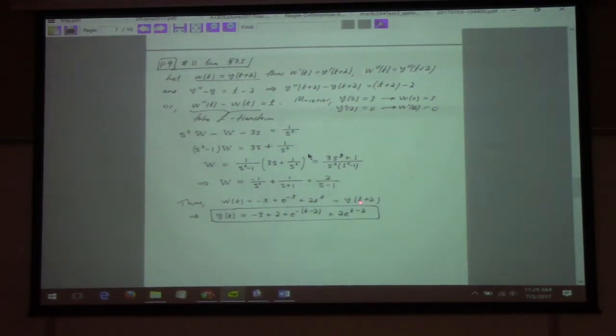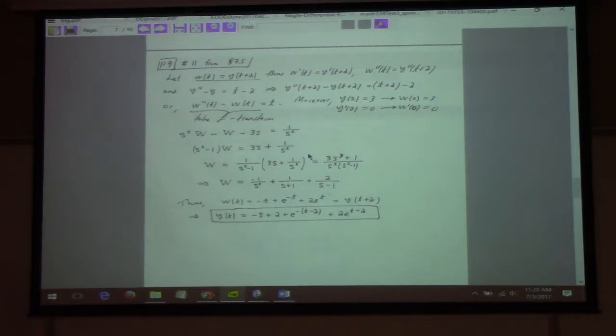y of t is y of t minus 2 plus 2, right? So I replace these t's with t minus 2's. And so that gives me minus t plus 2, because minus t minus 2 is minus t plus 2, distributing the minus. And then again, minus t minus 2 plus 2 e to the t minus 2.